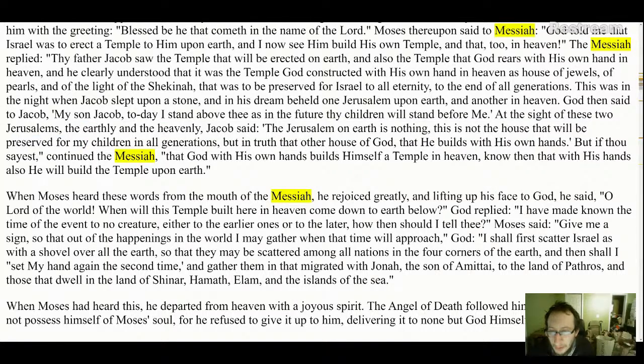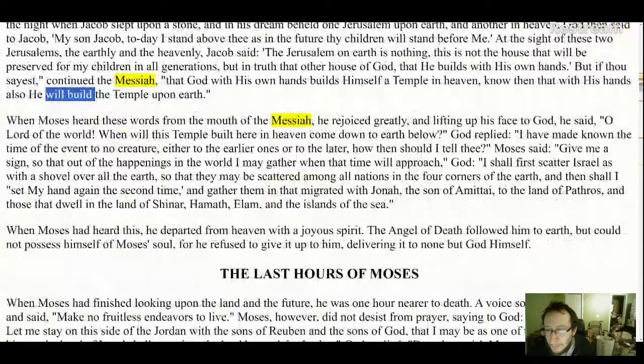And he saw the heavenly Jerusalem, it says. It says Jacob saw the heavenly Jerusalem. If thou sayest, continuing the Messiah, that God with his own hands builds himself a temple in heaven, know that then with his hands also he will build the temple upon earth.